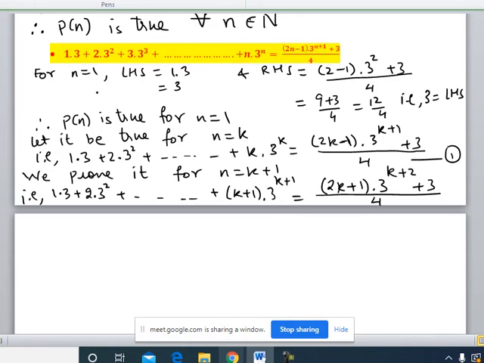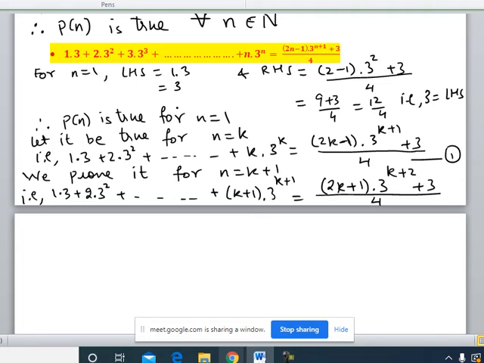Okay, so we have already checked for 1. When n is 1, the left hand side becomes 1 into 3, that means 3. And on the right hand side, you replace n by 1. This will be 2 minus 1, then 3 raised to the power 1 plus 1, which is 2, and then plus 3, whole divided by 4. So 2 minus 1 reduces to 1 only, and the square of 3 is 9. So in the numerator we have the sum of 9 and 3, which is 12, and that gets divided by 4. On division, it reduces to 3 only, and the left hand side is also 3. So we can see the result is true for n equal to 1.